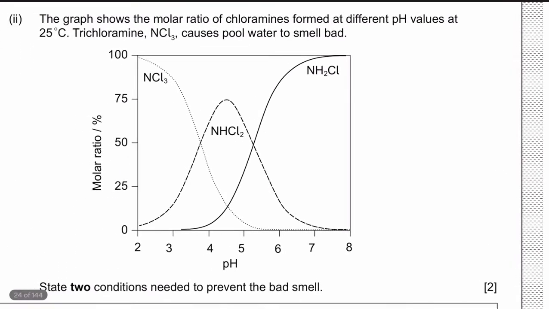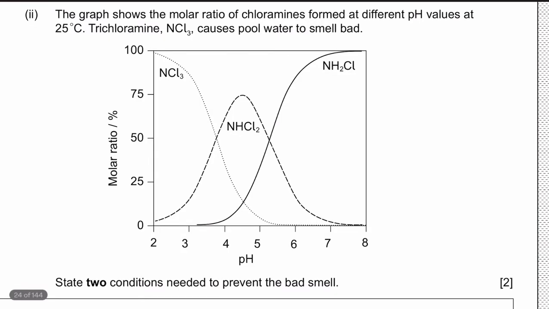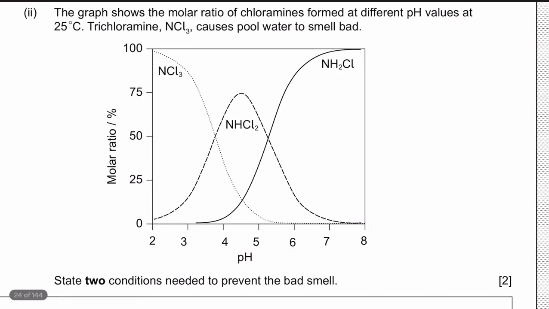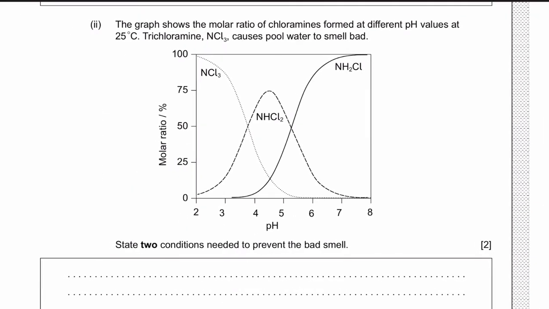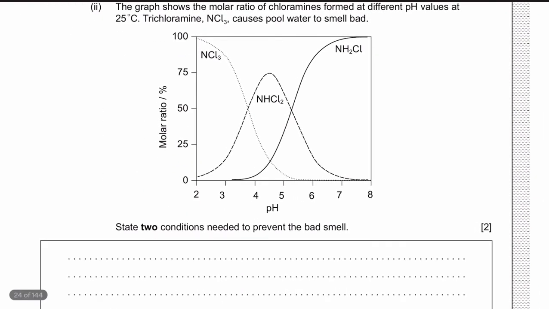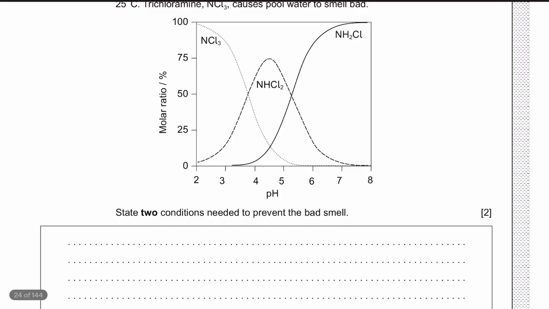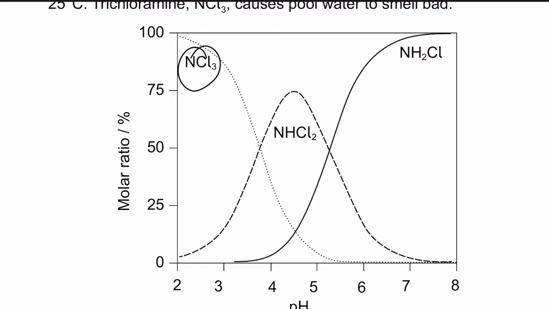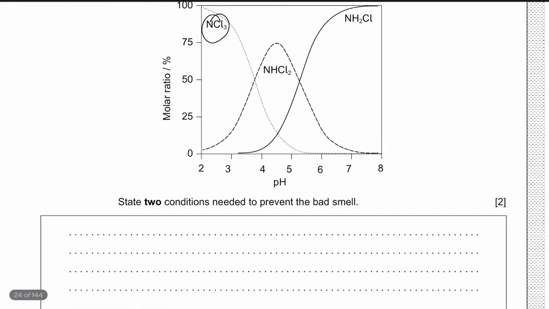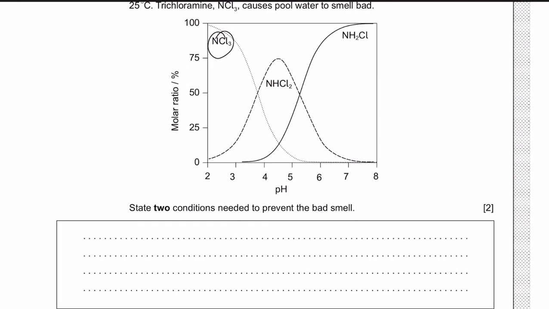The graph shows the molar ratio of chloramines formed at different pH values at 25 degrees Celsius. Trichloramine, NCl3, causes pool water to smell bad. State 2 conditions needed to prevent the bad smell. So this is the one that causes pool water to smell bad. Just based on here, we're looking for places where we can prevent the bad smell. So where is the concentration lowest, right?